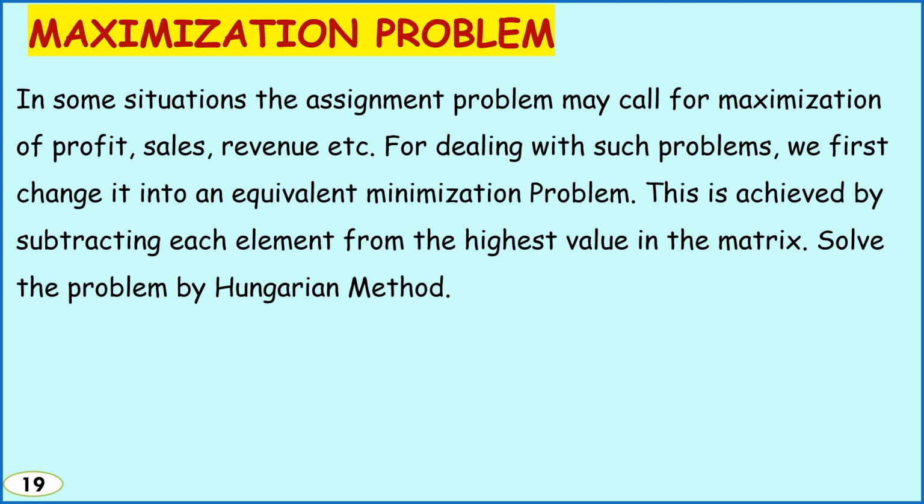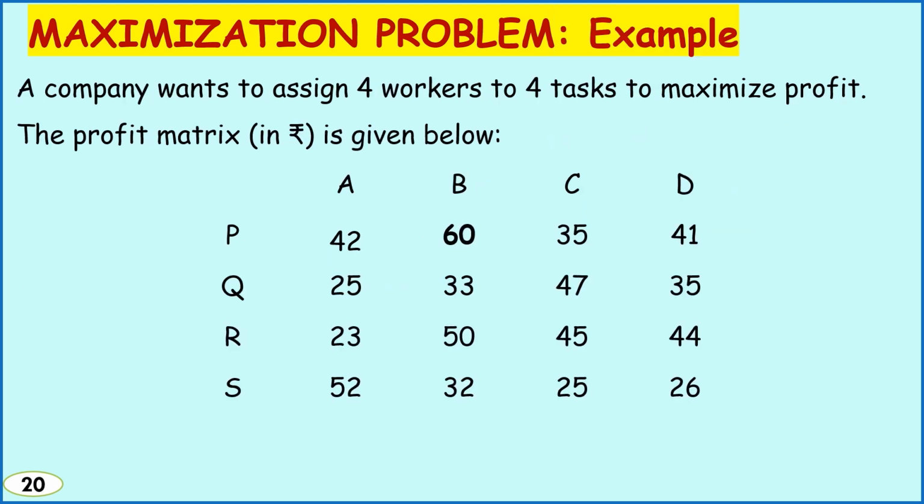Why are we using the Hungarian method here? Because we can't use the Hungarian method directly for a maximization problem. That is why we convert the maximization problem into a minimization problem, and then we apply the Hungarian method. Let us see one example. A company wants to assign 4 workers to 4 tasks to maximize the profit. The profit matrix is given in the table.